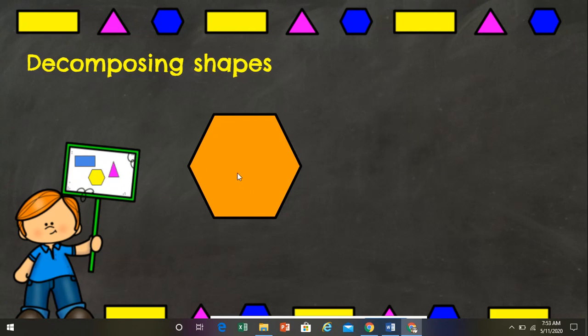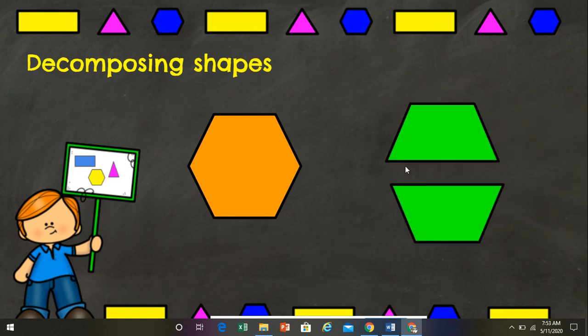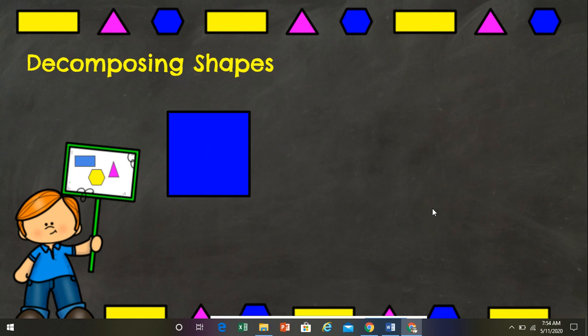If we separate the hexagon into two parts, we get two trapezoids. Tenemos dos trapezoides, 1 and 2. Tenemos dos trapezoides, 1 y 2. Let's see another figure, another shape.